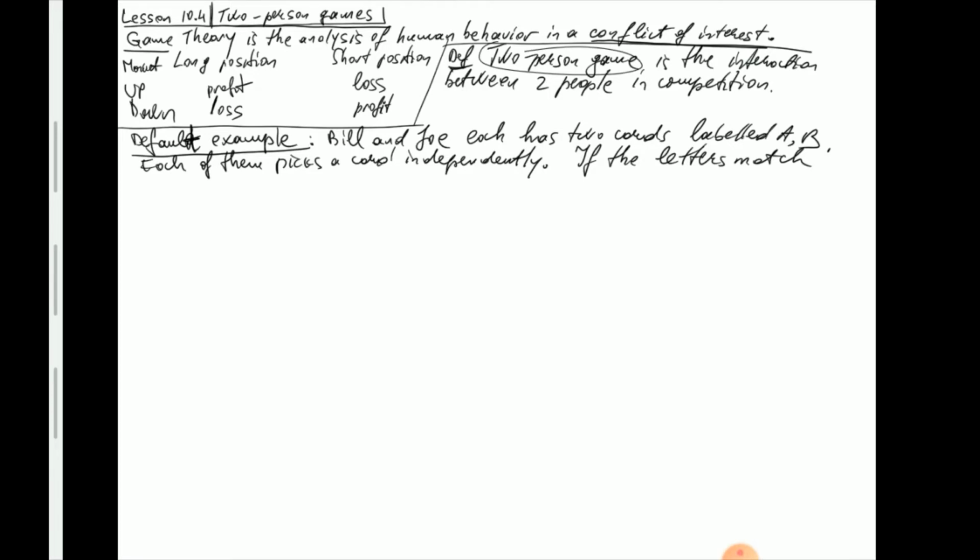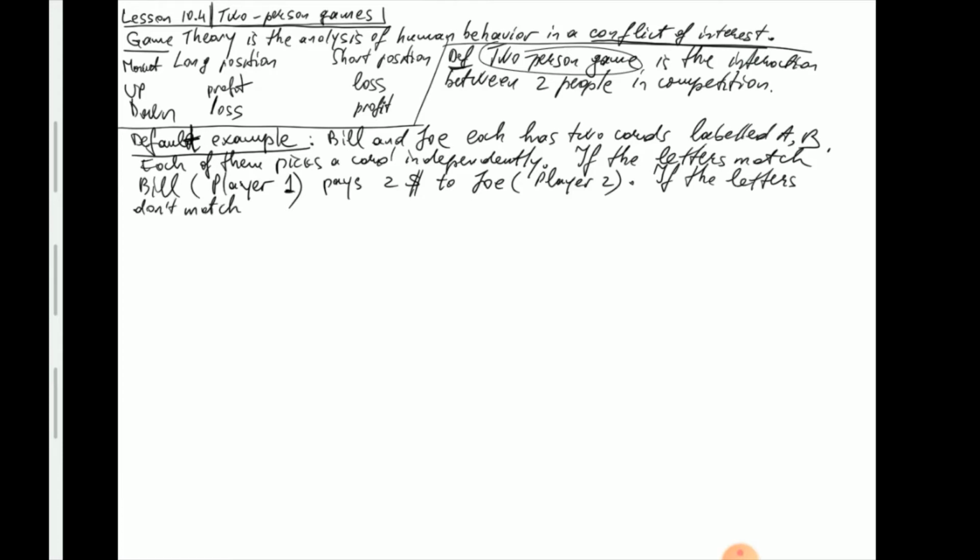let's just say that Bill pays, and let's call Bill player 1 because later we're not going to use names. So Bill, call it player 1. So if the letters match, Bill pays $2 to Joe, also identified as player 2. This is just to make a decision how to arrange them in a matrix when we write these payoffs. If the letters don't match, then Joe pays, let's say, $3 to Bill.